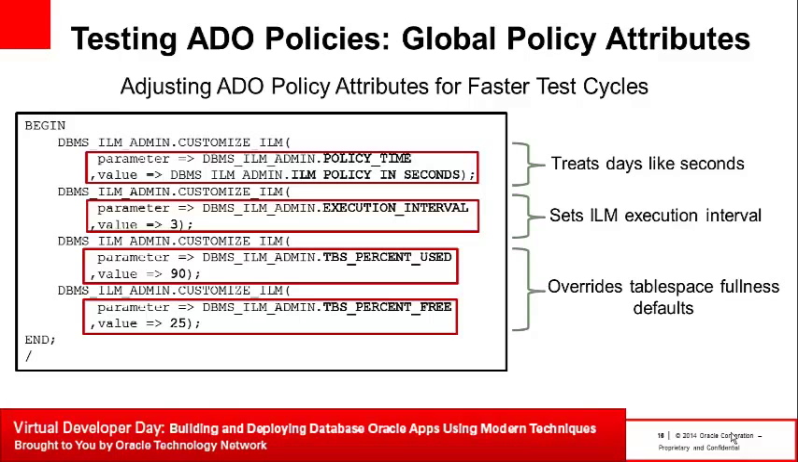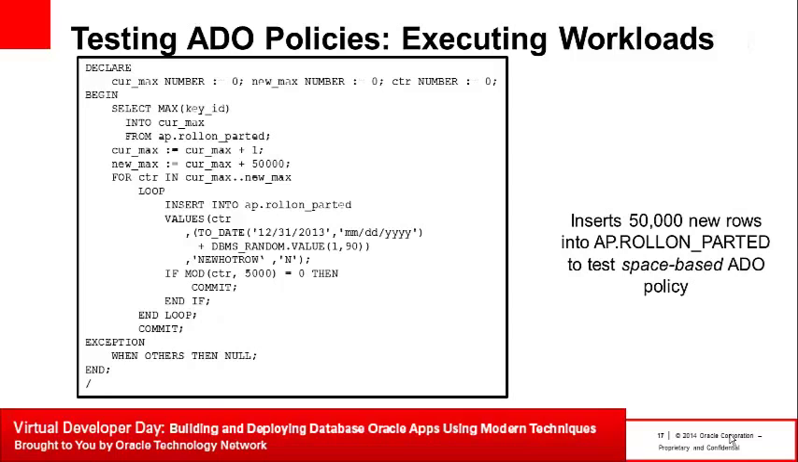All my pieces are in place. It's time to test. So let's take a look at testing a space-based policy. Remember that the AP roll-on parted table has a policy that says, hey, when I get to 90% full on its corresponding table space, stop what you're doing, and I would like you, dear Oracle 12c ILM, to move data from that table space from hot to warm.